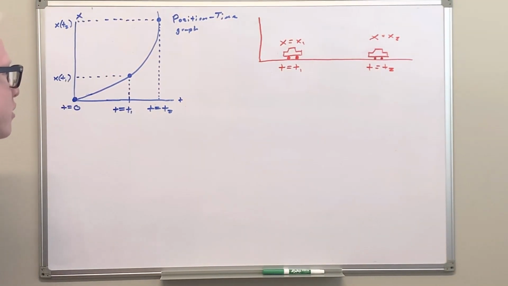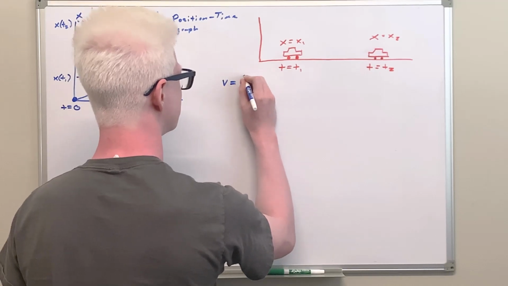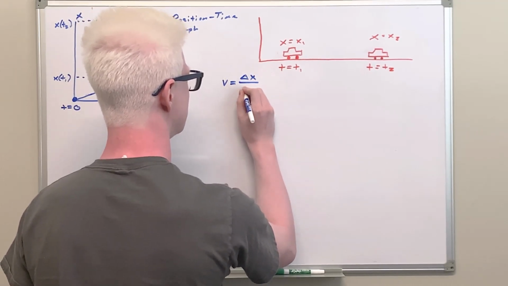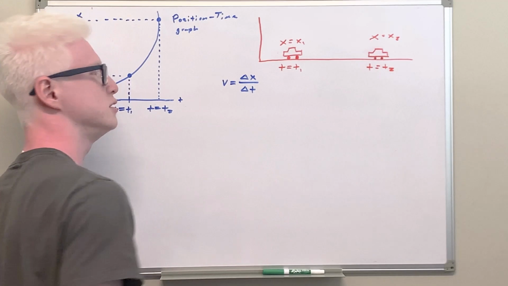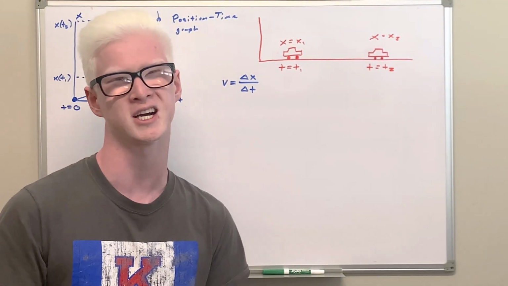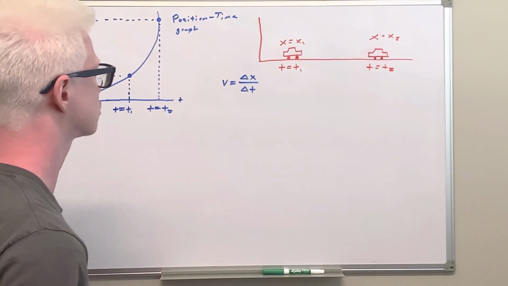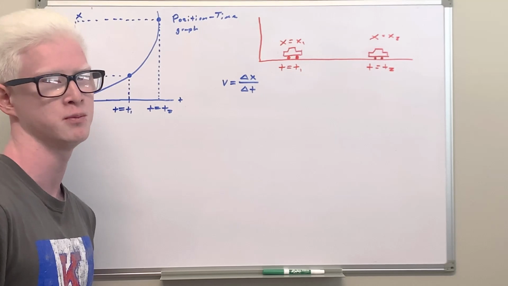Now let's consider what velocity is. So we have always known that velocity is going to be equal to a change in x over a change in t. So that makes sense because it's just how far you move in a given amount of time. So in this case, velocity can also be called the average rate of change.